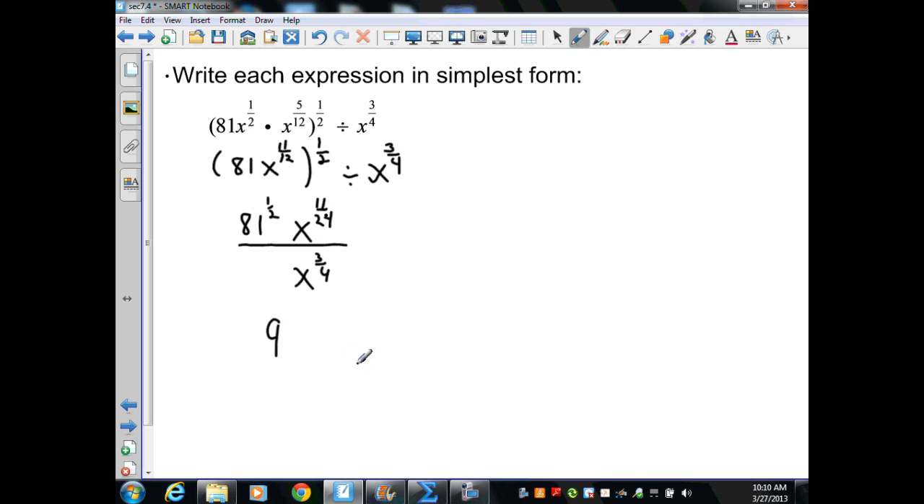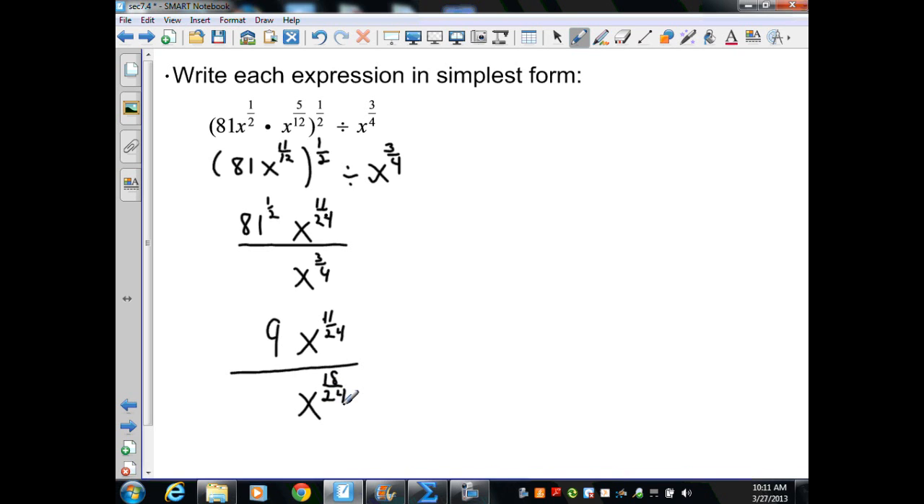And I need to simplify my variables. Since this is a quotient of these two and they have common terms, I need to subtract my exponents. To do that, I need common denominators for the fractions. That's x to the 11/24 over x, and changing this to a denominator of 24, multiplied by 6, gives me 18/24.